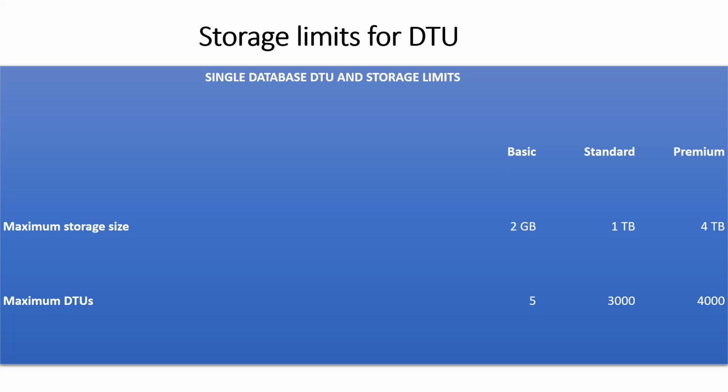There is one more feature database called hyperscale. It has very high-level features. If you want to make use of very low latency and heavy workloads only, we can make use of hyperscale. Then the maximum DTUs it supports: basic supports 5 DTUs, standard 3000, and premium supports 4000.